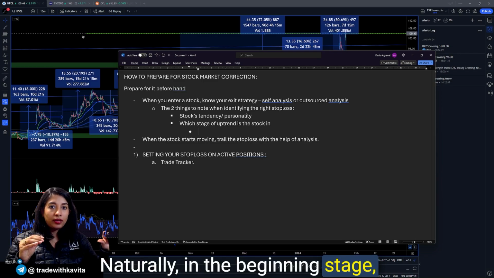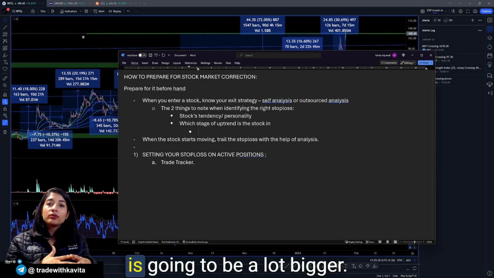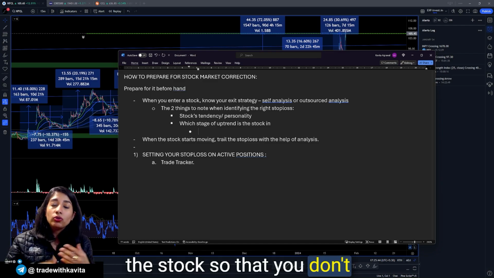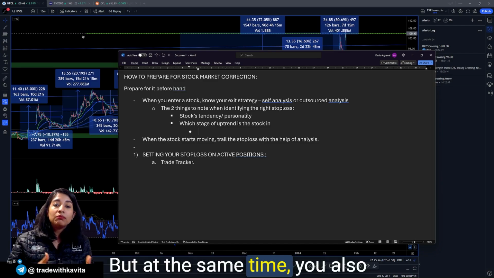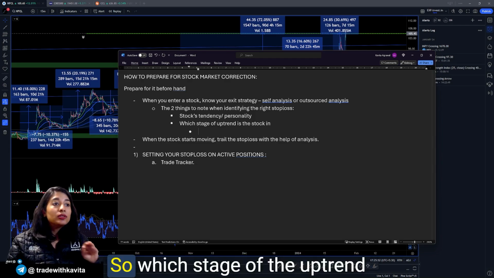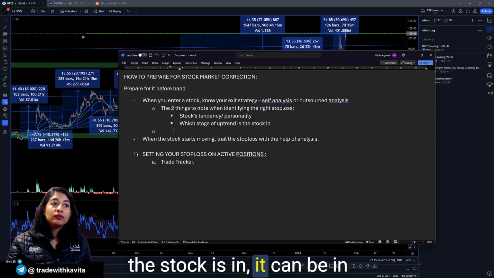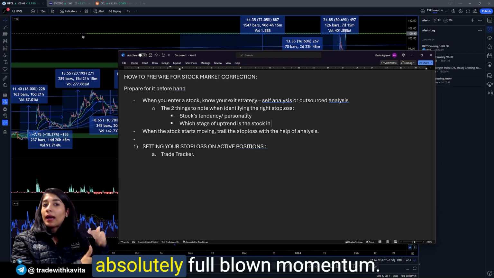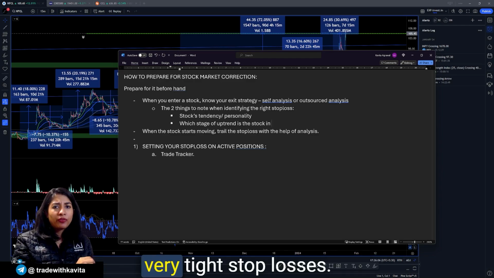Naturally, in the beginning stage, when the stock is coming out of the bottom, your stop loss is going to be a lot bigger. You'll have to give a lot more breathing space to the stock so that you don't get caught in whiplash. But at the same time, you also need to keep the stop loss such that your risk reward ratio does not get compromised. So which stage of the uptrend the stock is in, it can be in the bottom reversal stage or just learning to walk stage or absolutely full-blown momentum, but then you can keep very tight stop losses.